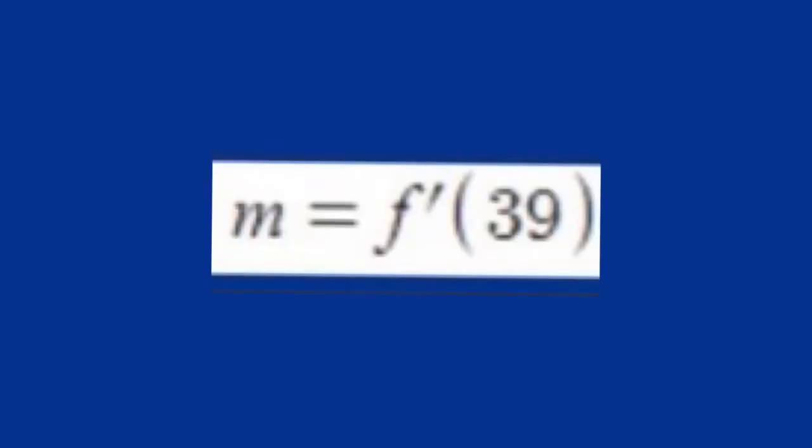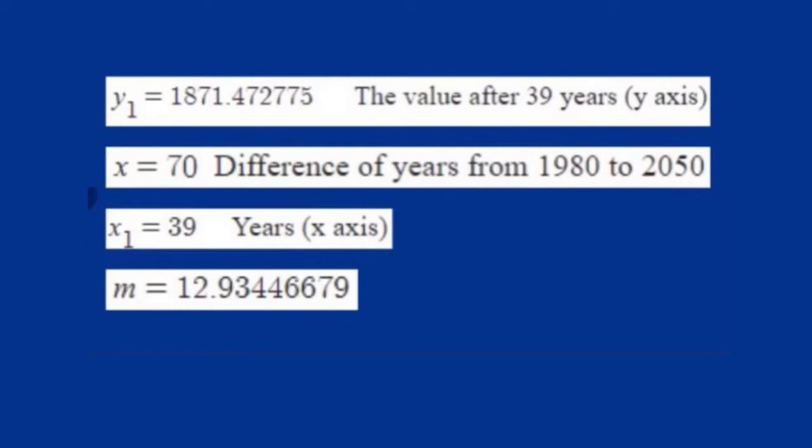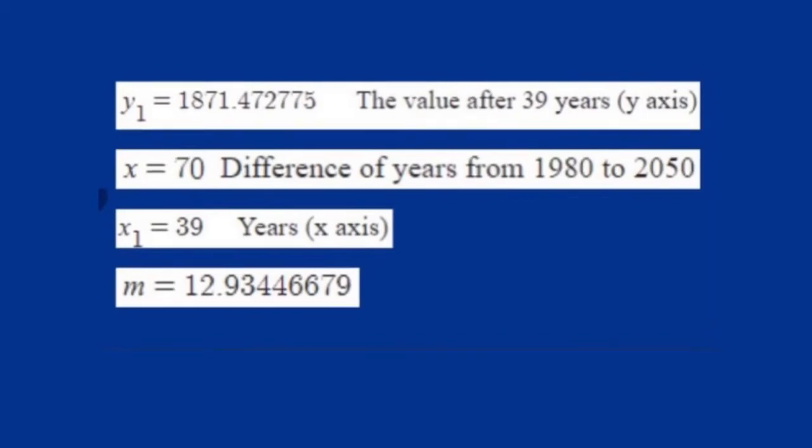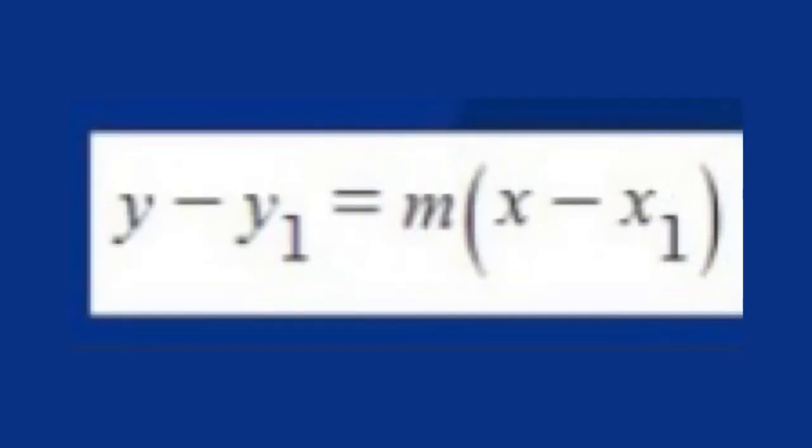Question number 3. So we have the question that n is equal to f of 39. Then we have that y1 is equal to 1871.472775. That is equal to the value after 39 years, and it's also the y-axis. Then we have x that is equal to 70, this 70 being the difference of years from 1980 to 2050. Then we have x1 that is equal to 39, that is years, the x-axis, and then we have m that is equal to 12.93446679.